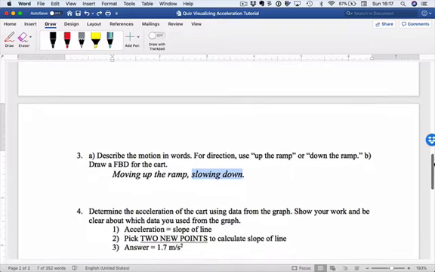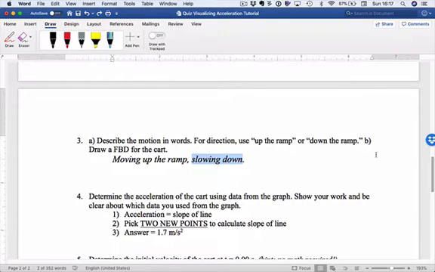Let's take a look at the FBD. I'm going to pause and draw it in. You see the free body diagram here. The two primary forces are the normal force and the weight. Notice that this free body diagram is true whether the cart is moving up the ramp, as it is in our data set, or a little bit later when it stops and speeds up down the ramp.